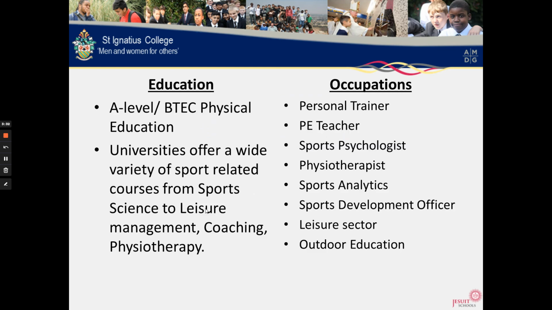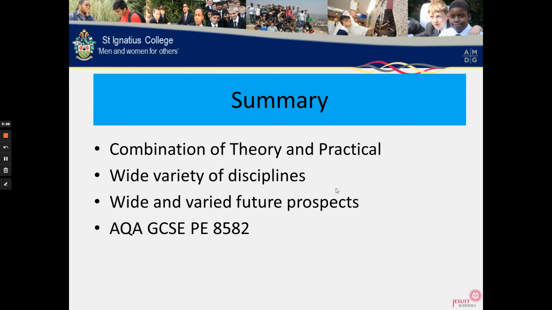Future prospects. Well, you can study sports science up to degree level and masters, and get a doctorate if you like. We offer A-level here. There's BTEC PE. There's universities offer a wide variety of courses. It can lead to occupations such as personal trainer, PE teachers, down to things like sports analytics, where you look where the analysis of sports and performance identify needs for design of technology and design of equipment. A very lucrative area. So in summary, a combination of theory and practical.